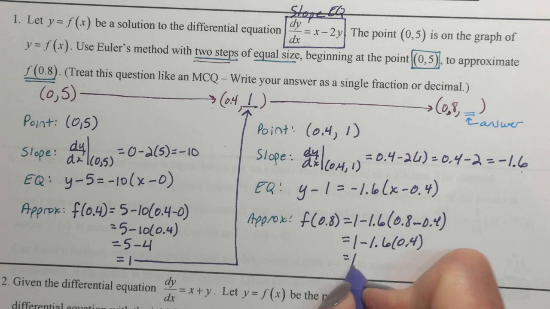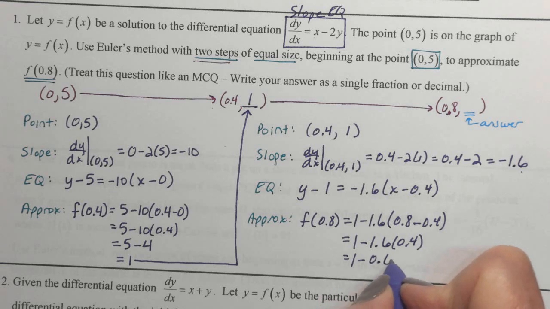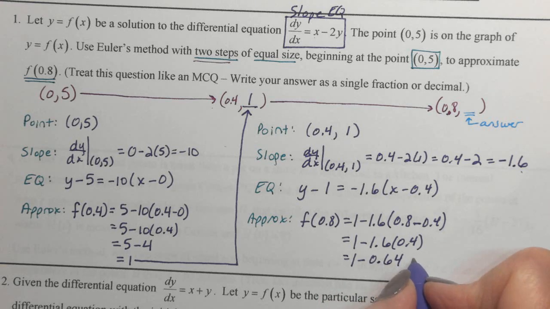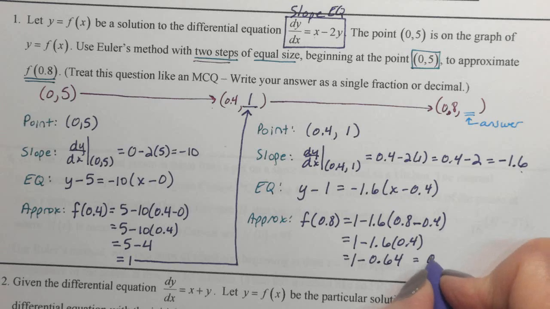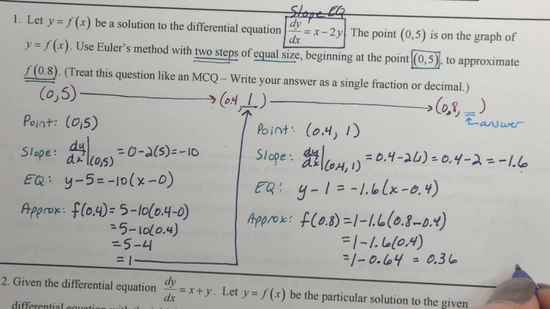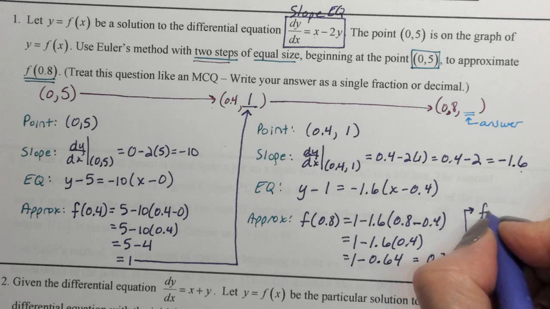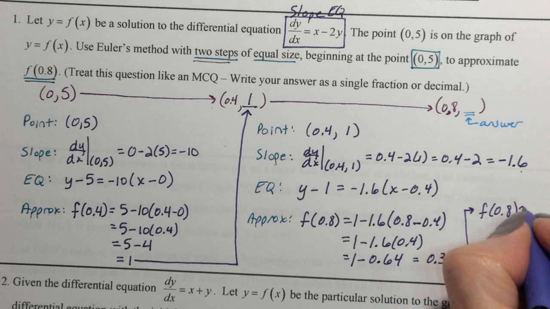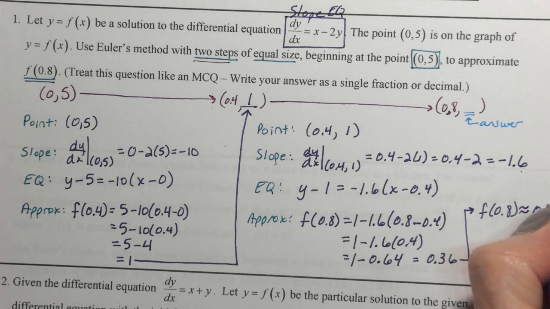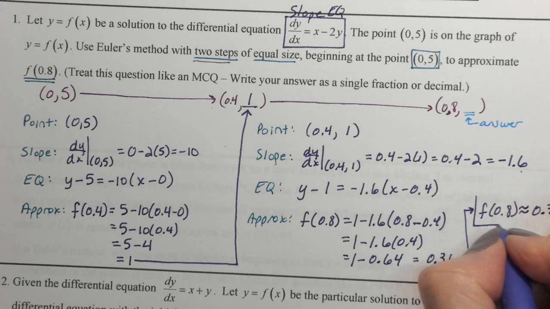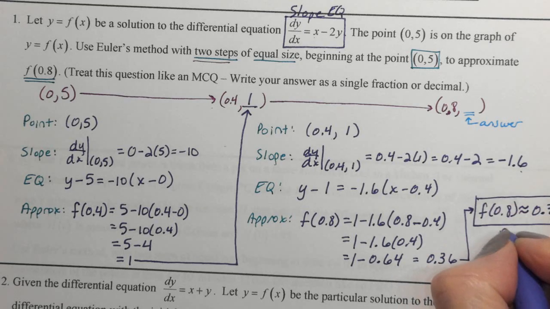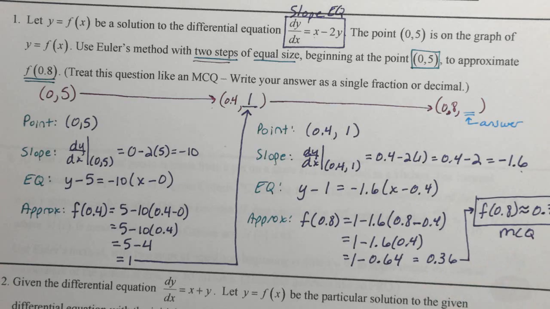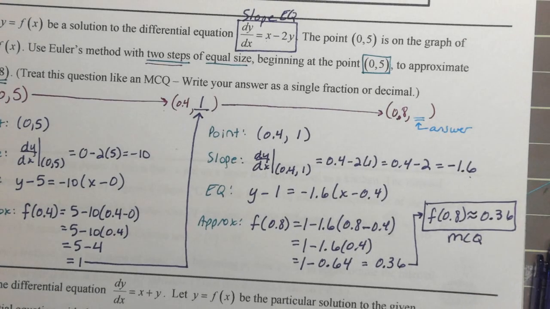So we have 1 minus 0.64, which is 0.36. So f of 0.8 is approximately equal to 0.36. Multiple choice answer. If it was not multiple choice, I would have stopped a little while ago.